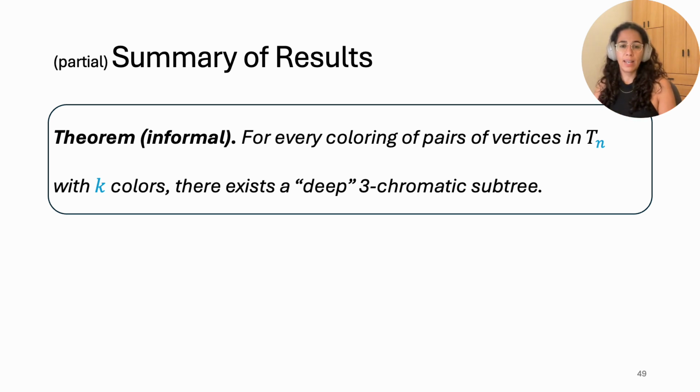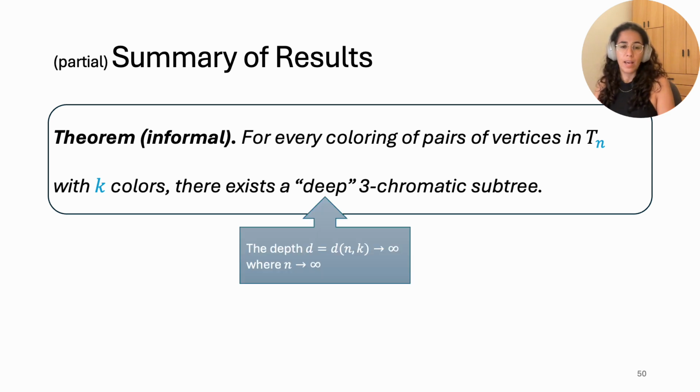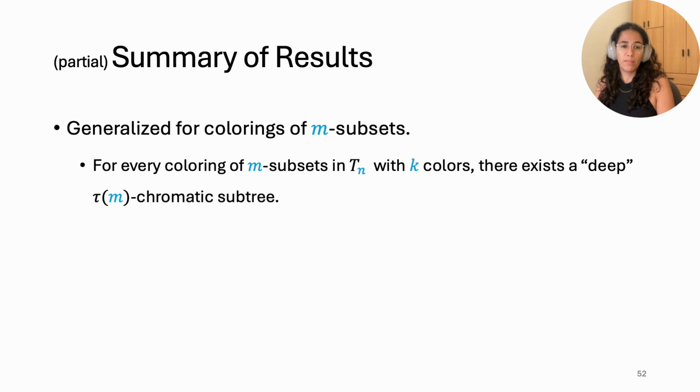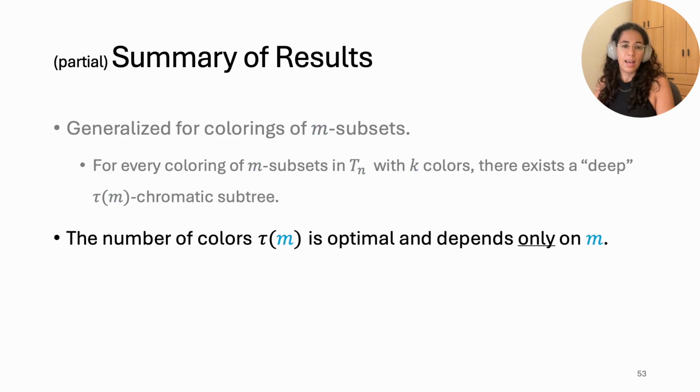We proved that for every coloring of pairs of vertices in T_n, there exists a deep trichromatic subtree. And when we say deep, we mean that the depth d of the subtree tends to infinity as the depth n of the original tree tends to infinity. Furthermore, we generalized the result for pairs to coloring general m-subsets. We show that for every coloring of m-subsets in T_n with k colors, there exists a deep tau_m-chromatic subtree. The number of colors tau_m is optimal, and it depends only on m, which is again the size of the subsets that we color.